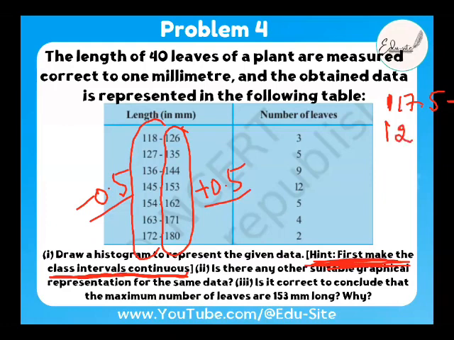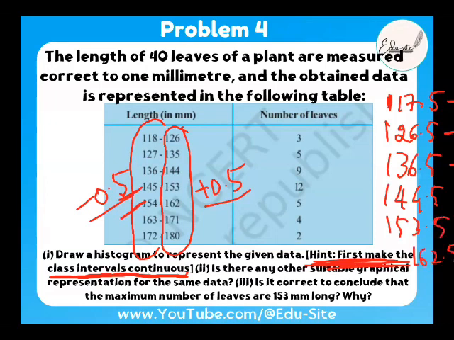So यहाँ पे 126.5 बन जाएगा. 127 minus 0.5, what is it? What is 127 minus 0.5? 126.5. Excellent. What is 145 minus 0.5? 144.5. 154 minus 0.5 is 153.5. 163 minus 0.5 is 162.5. 172 minus 0.5 is 171.5.